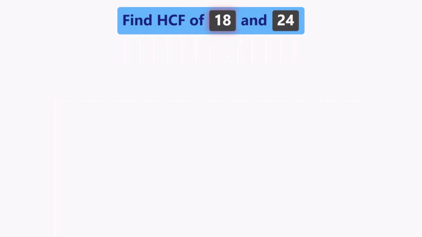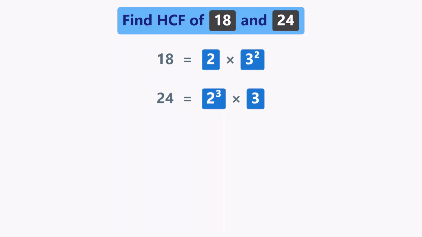Find the HCF of 18 and 24 using prime factorization. The prime factors of 18 are 2 times 3 squared. The prime factors of 24 are 2 cubed times 3.